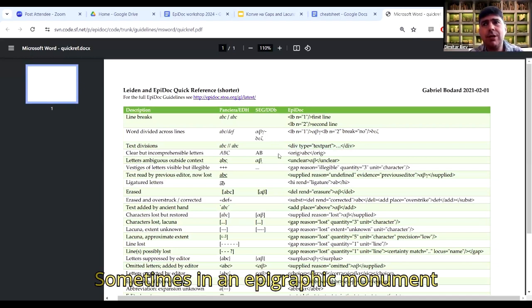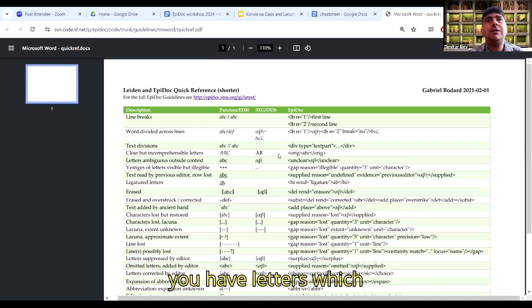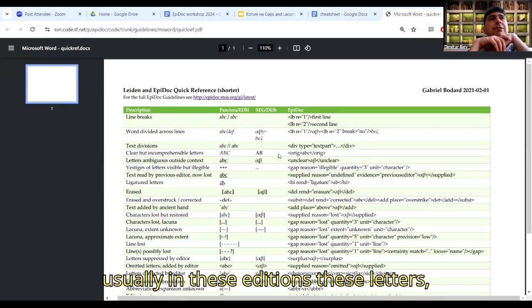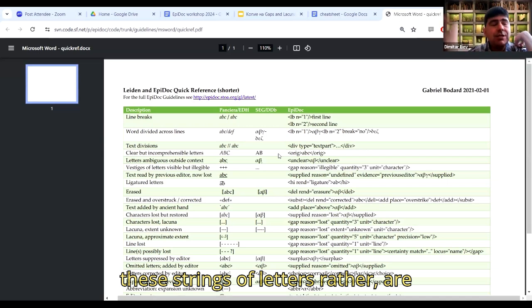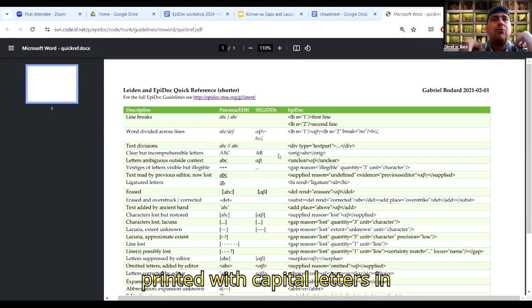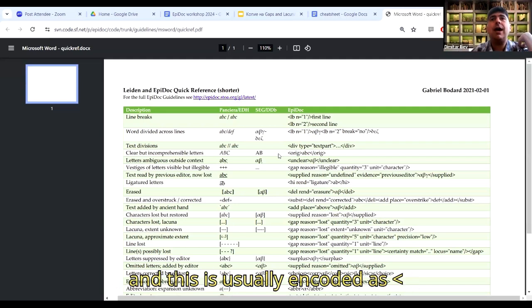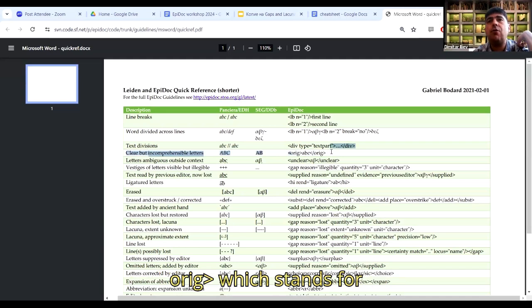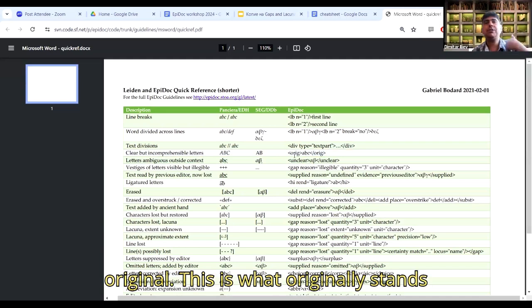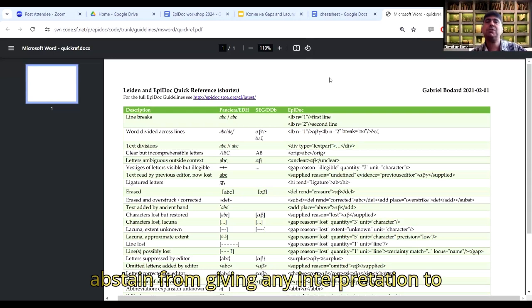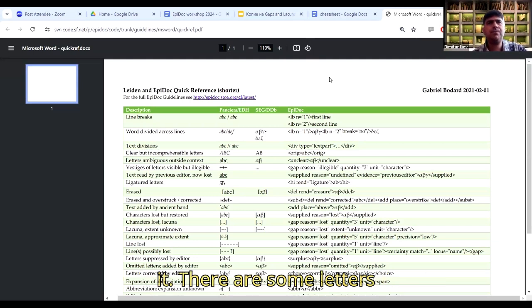Sometimes in an epigraphic monument, you have letters which are clearly seen, but you cannot interpret them in any possible way. Usually in these editions, these strings of letters are printed with capital letters in the editorial publication of the text. And this is usually encoded as orig, which stands for original. This is what originally stands on the stone, but we abstain from giving any interpretation to it.